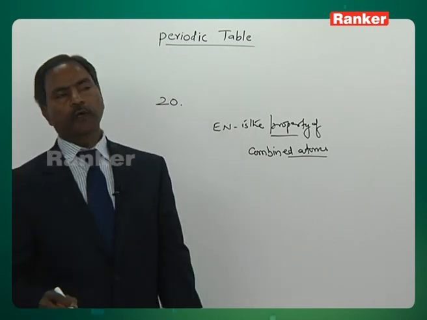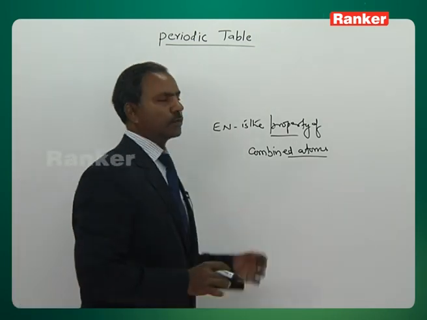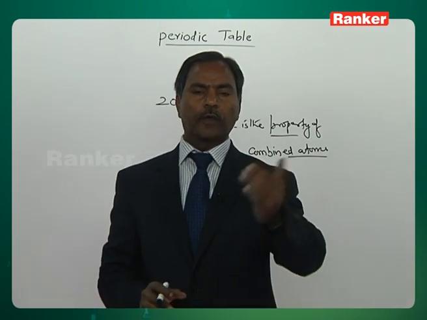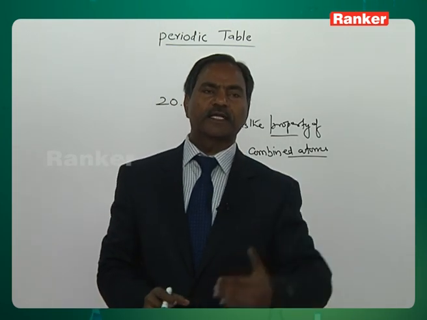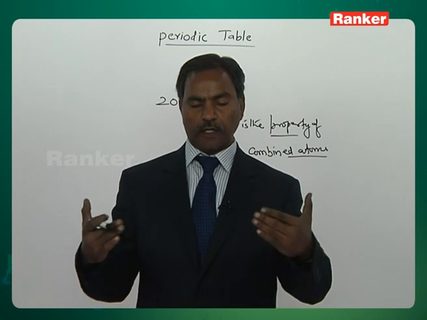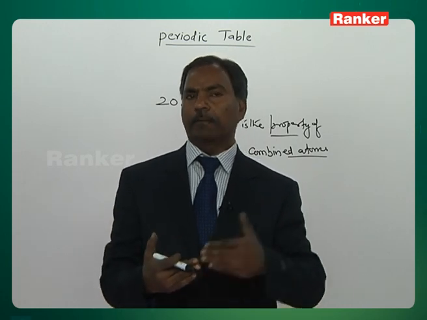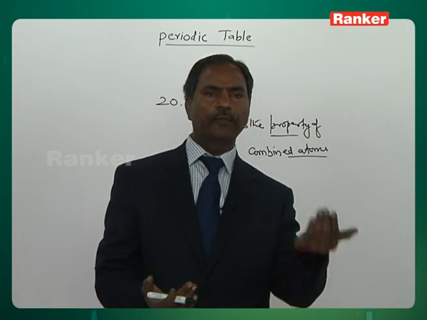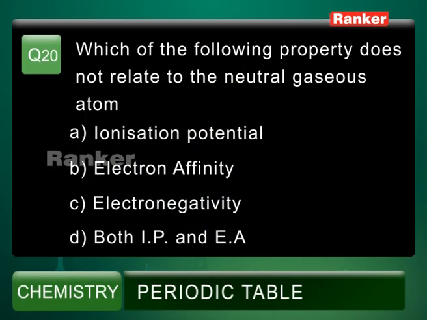Electronegativity is a property of combined atoms. Therefore, for question number 20, only the electronegativity. What is given? The property does not relate to a neutral gaseous atom. This electronegativity is actually for combined atoms only. We can compare the electronegativity between the bonded atoms only, which is more electronegative and which is less electronegative. Therefore, question number 20, answer is C.